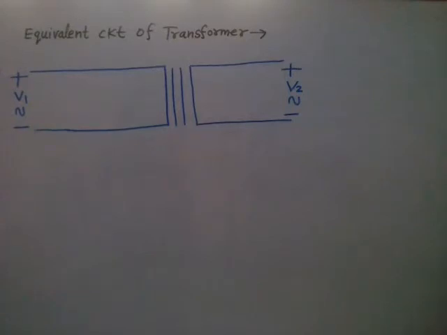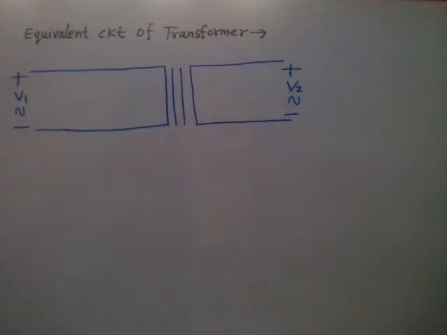So obviously transformer deals with the alternating voltages, right, and not with the DC voltage. All these things we have already discussed in the operating principle video. Please watch that video on operating principle of the transformer, right? So right now we are discussing the equivalent circuit of the transformer.